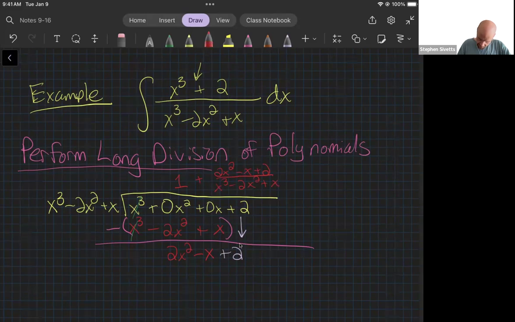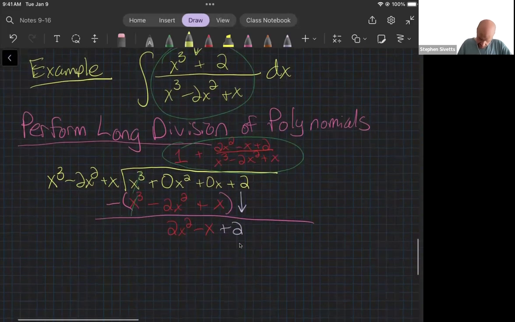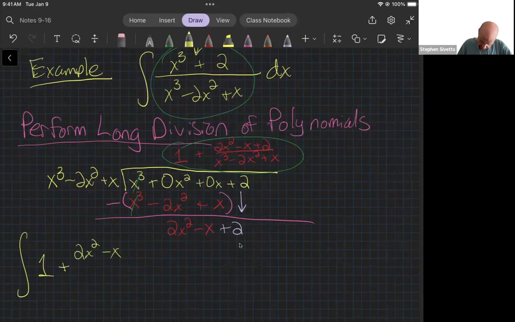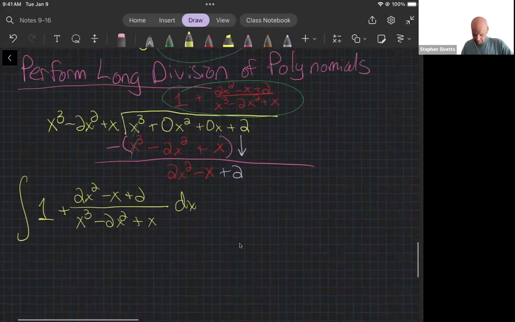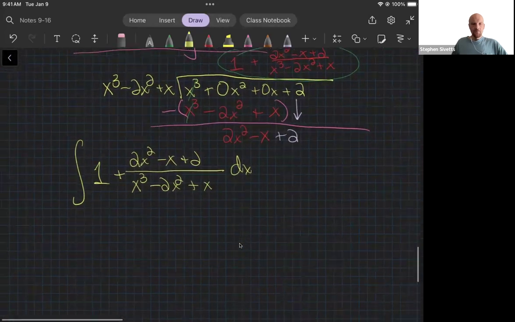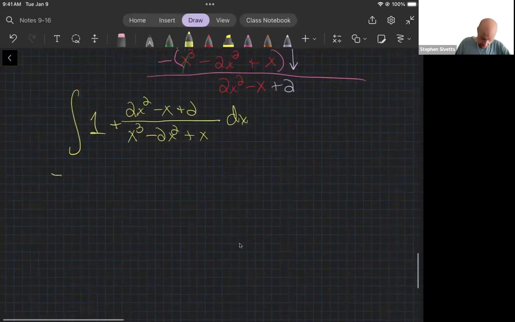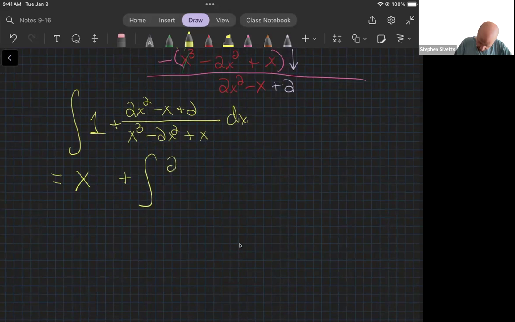So we want to replace the integral here with this quotient here, right? So this equals the integral of 1 plus (2x squared minus x plus 2) divided by (x cubed minus 2x squared plus x). Okay? If you notice the first term, that's pretty straightforward. We'll get an x. And all we need to do is integrate the second term: 2x squared minus x plus 2 over x cubed minus 2x squared plus x.